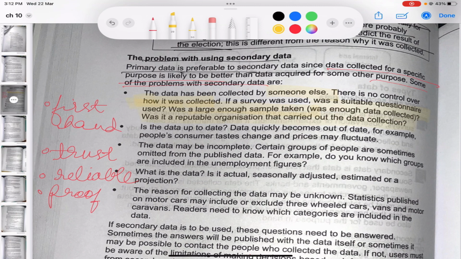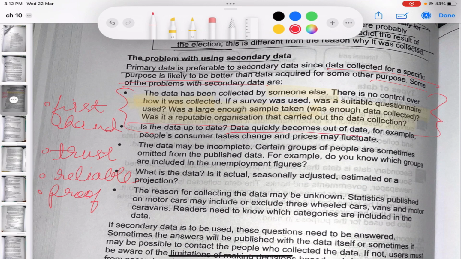Was it reputable? So now these are the things which come into place when you're talking about the secondary data. We don't really know the answers to these questions, so we can't really trust them completely. Is the data up to date? How will you know if it is up to date? How will you know if you can rely on it for this year?